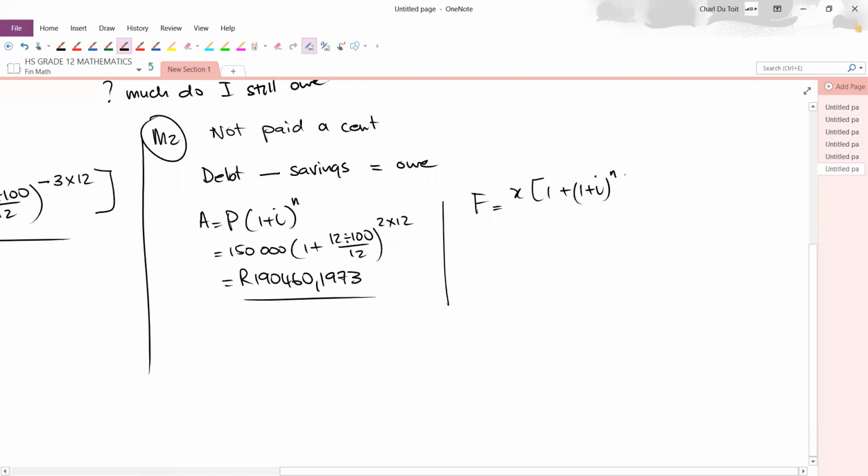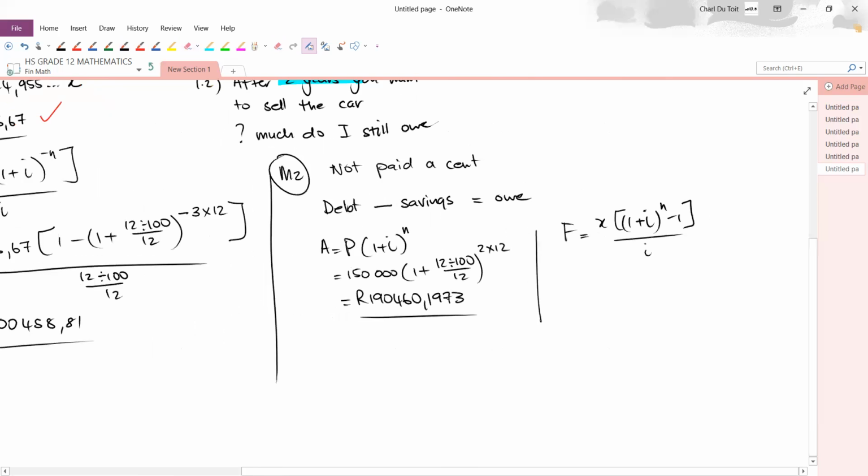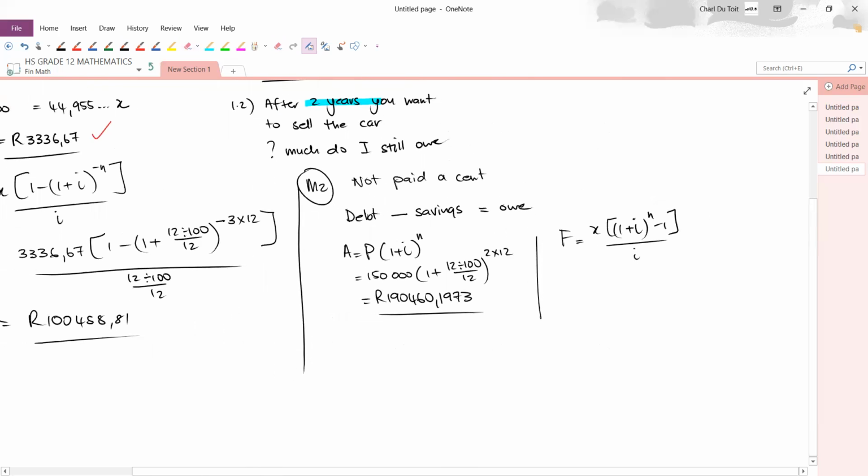That's wrong. Sorry, it's the other way around. 1 plus i to the power of n minus 1. So I didn't pay them, but I saved the premium. I saved that 3 grand a month, that 3,300. So I'm going to take the savings I've made and deduct it from the debt I've got.